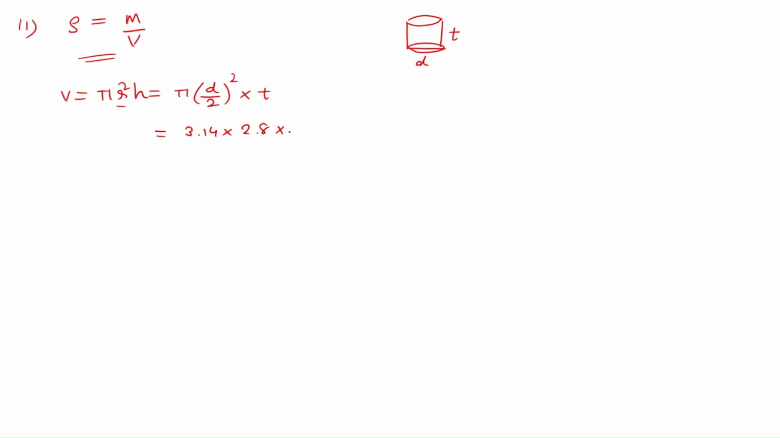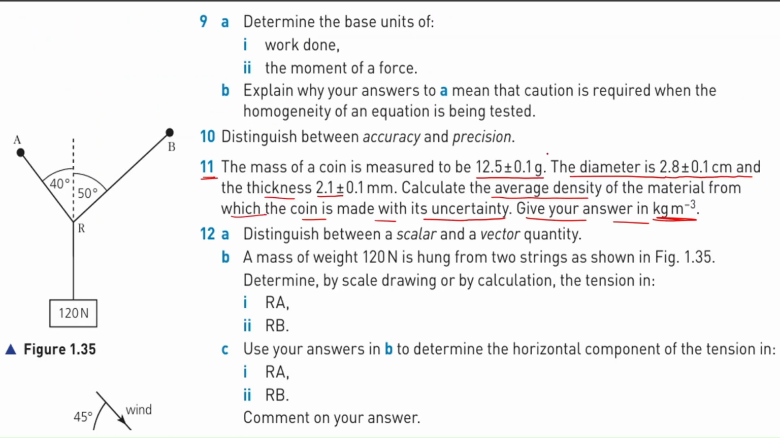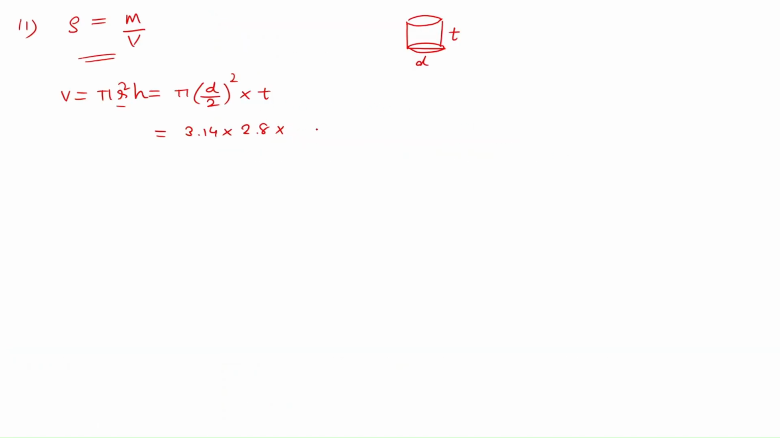Here we take a true value, not the uncertain value. At the last, we add the uncertain value in that part, and we get the answer. 2.8 squared divided by 4, and the thickness, which is 2.1, and the answer is 1.29 into 10 to the power minus 6 meter cube. Now we got the volume.